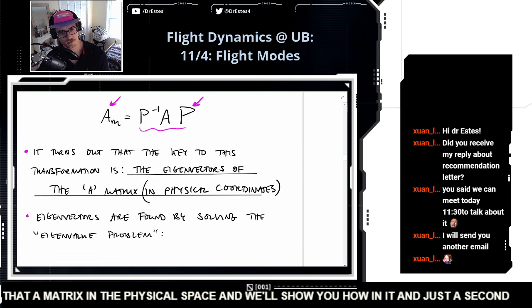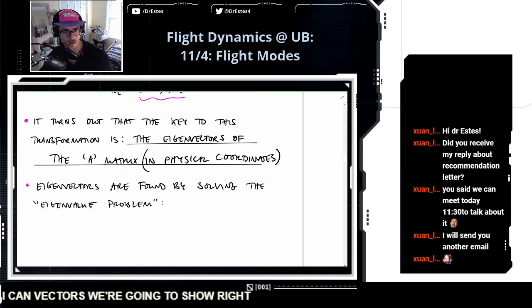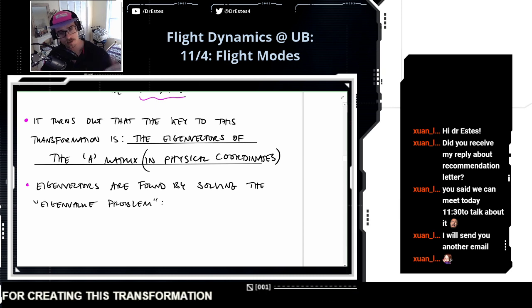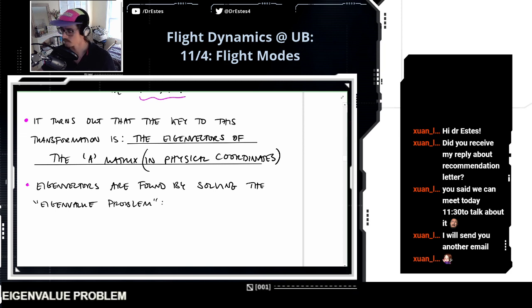So eigenvectors, excuse me, we're going to show right here why eigenvectors are important for creating this transformation matrix. Eigenvectors are found by solving the eigenvalue problem. So let's write that out. This is the eigenvalue problem.